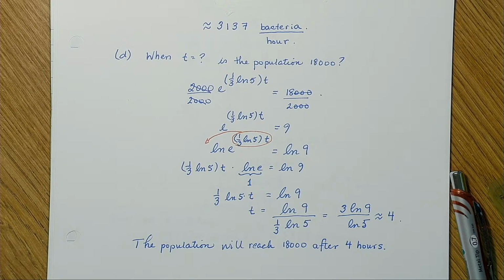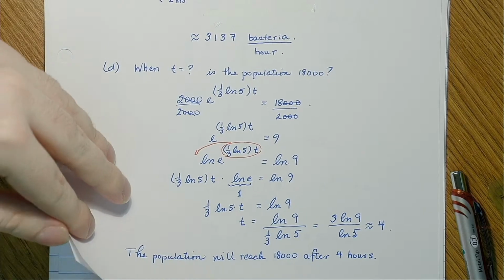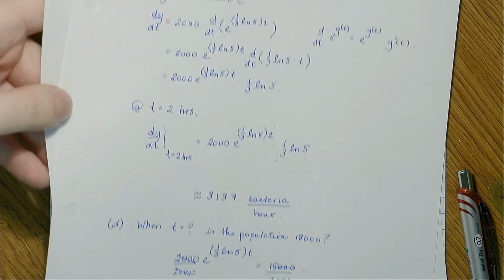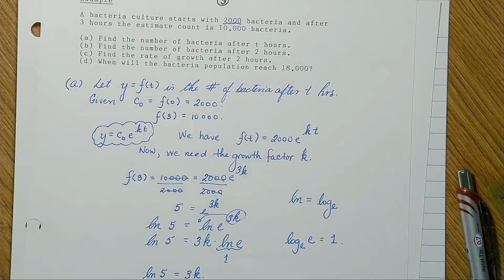Is that okay so far? We spent all the time learning those rules for logarithms and manipulating them so that, now that we have e when we're using it for exponential models, we can actually solve for t or k or c naught to figure out what those values are. Questions, comments? Excellent. Okay.